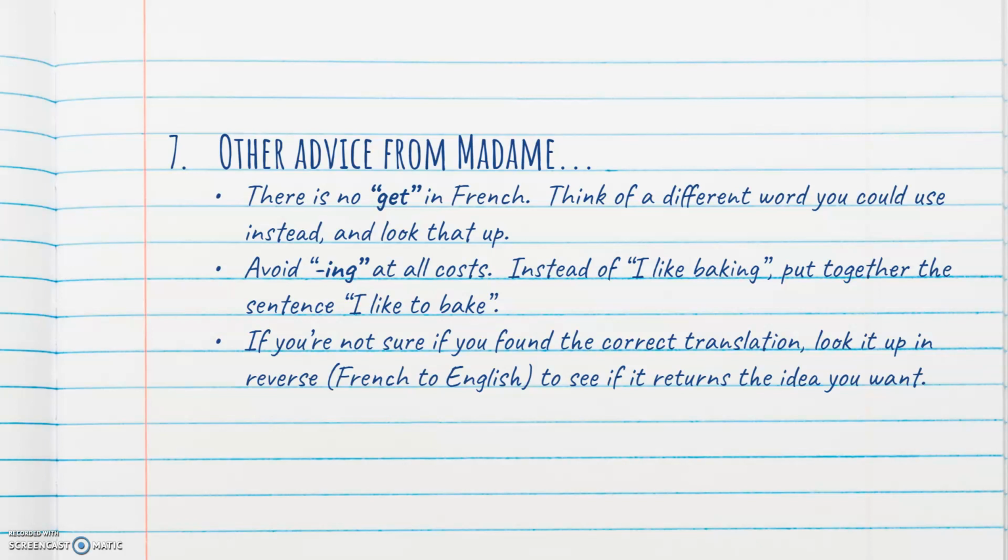Next piece, if you're not sure if you found the correct translation, what you can always do is look it up in reverse, so French to English, and see if it returns the idea you want. You can generally do this by actually just clicking on the word that you think is the word you want to use, and it will flip the dictionary around, and you can check and see, okay, is the English word that they're giving me as the meaning for this, does that actually make sense for what I want to say? So there is a way that you can kind of double check your translations here.